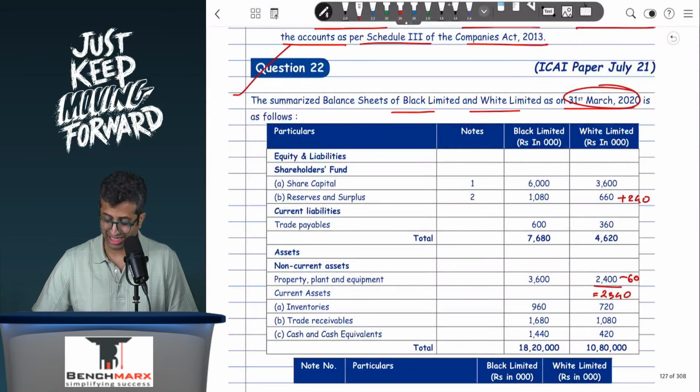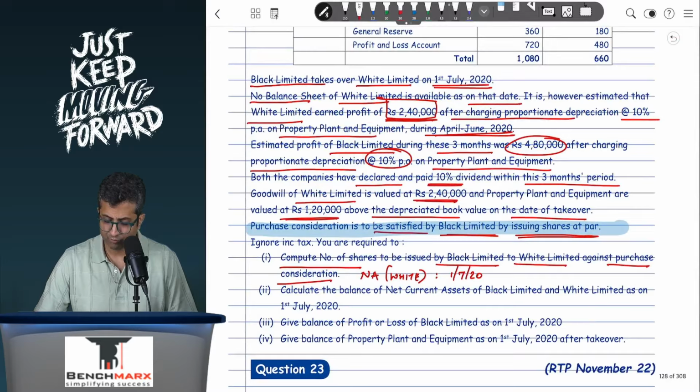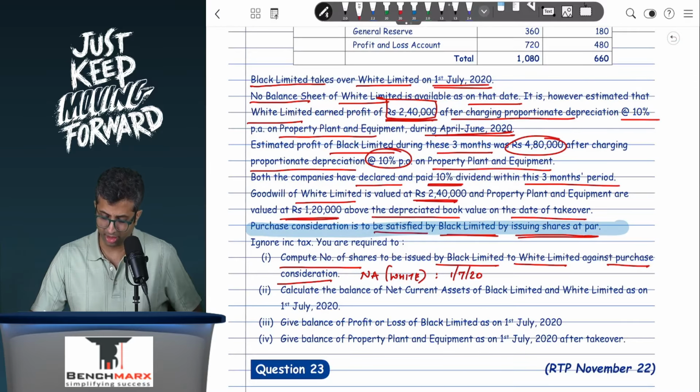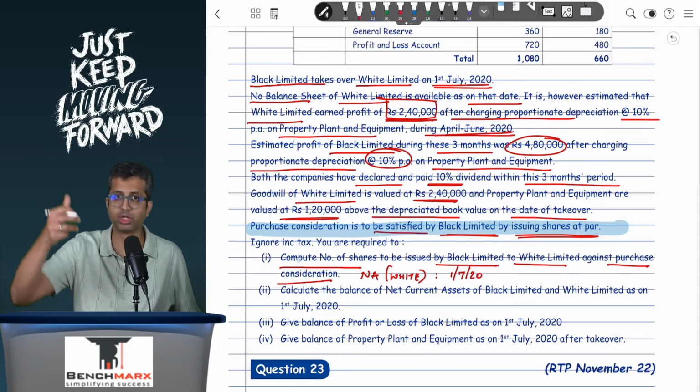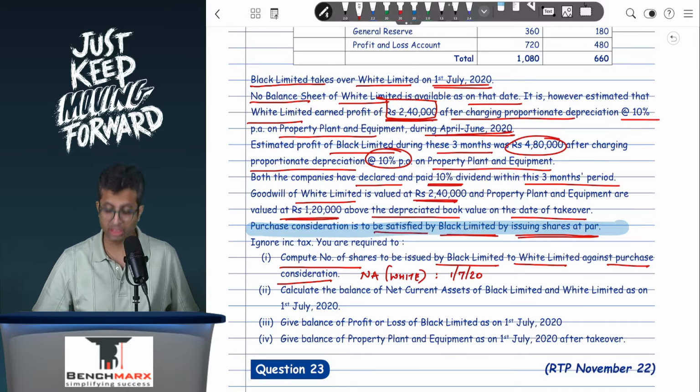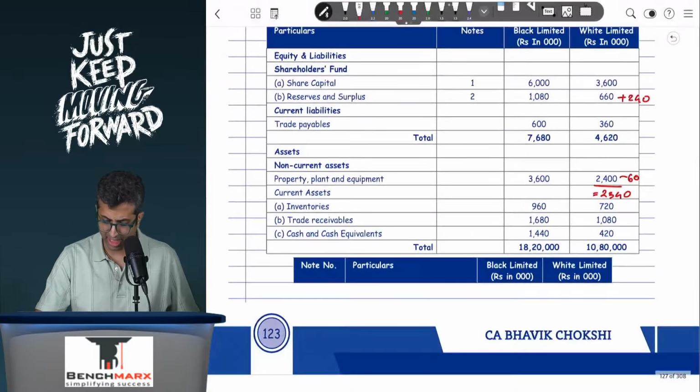However, if I look at the cash balance, can I say that if 2400 and 60 was the depreciation, my cash would have gone up by, if you prepare the cash flow statement, your cash will be 240 plus the depreciation, that is maybe 300. Okay. Again, both companies have paid 10% dividend during the 3-month period. So if I have to look at the cash balance, I will say that my cash balance at the starting was 420. This would have gone up probably by 300.